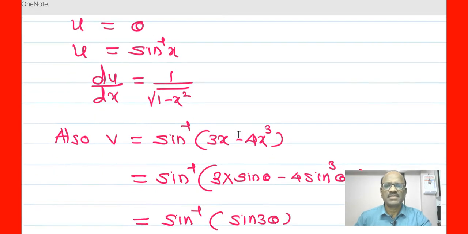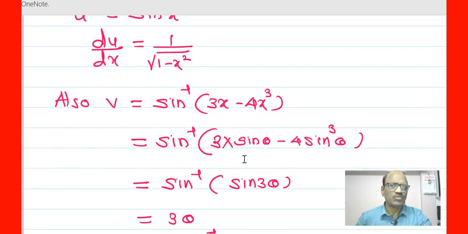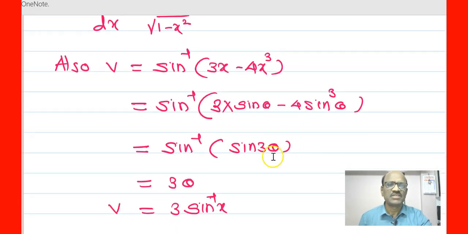Again, this is also very simple. That is, v is equal to sine inverse of 3x minus 4x cube. Now there are two formulas for the sine of 3 theta and cos of 3 theta. They are always used in integration also. Sine of 3 theta means 3 sine theta minus 4 sine cube theta. And what about the cos of 3 theta? Cos of 3 theta is equal to 4 cos cube theta minus 3 cos theta. Hence 3 sine theta minus 4 sine cube theta is equal to sine of 3 theta. Therefore, sine inverse of sine of 3 theta is equal to 3 theta.